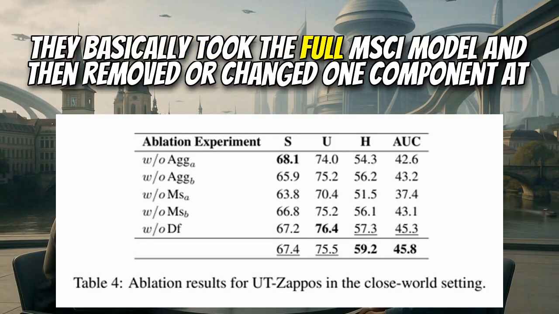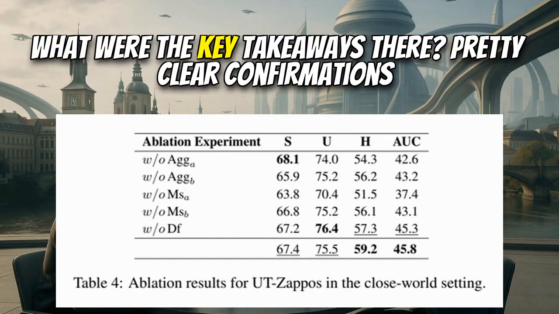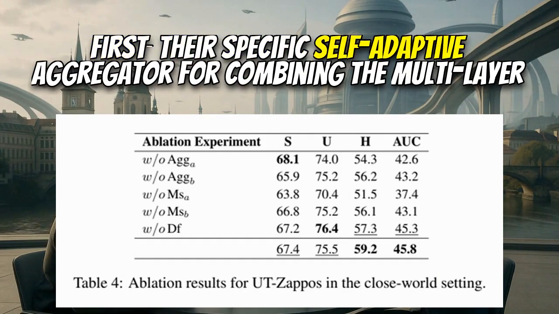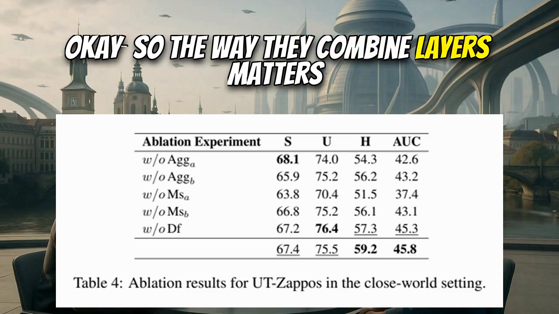They basically took the full MSCI model and then removed or changed one component at a time to see how performance dropped. What were the key takeaways there? Pretty clear confirmations. First, their specific self-adaptive aggregator for combining the multi-layer features performed better than simpler alternatives, like just averaging or max pooling. Okay, so the way they combine layers matters.